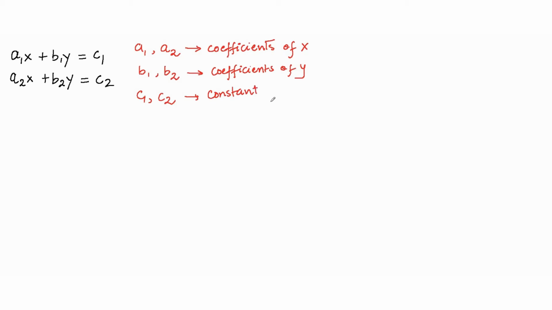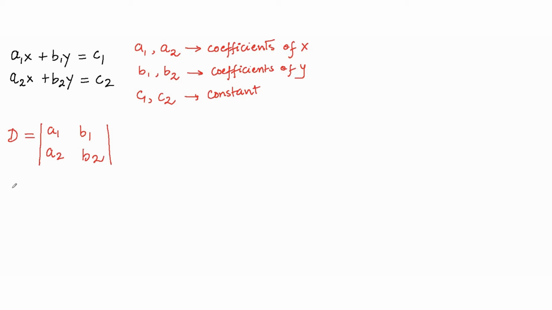Okay, so now you will notice that the constant terms are always arranged on the other side of the equality side. So x and y are always arranged on one side and the constants are arranged on the opposite side. So now what we need to do is we need to find three determinants. The first determinant is the master determinant. The master determinant is calculated as a1 a2 b1 b2. Okay, so this is how the master determinant is calculated.